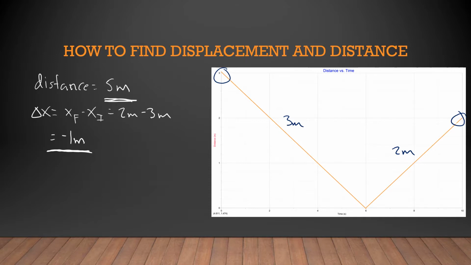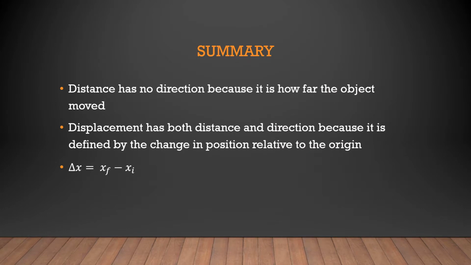So in summary, distance has no direction because it's more about how far the object moved, not which way. Displacement has both distance and direction because it's defined by the change in position relative to the origin, or delta x equals xf minus xi, or you could also write it as x2 minus x1 if you want to deal with multiple time points along the line.